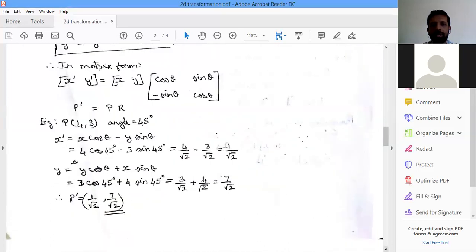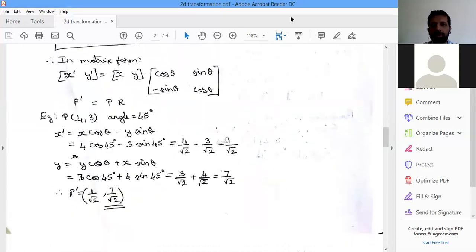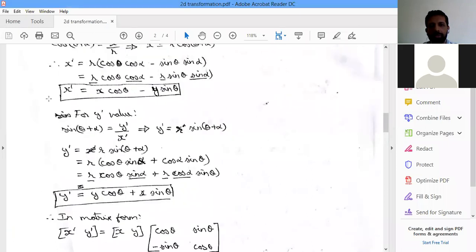So in matrix form, we can rewrite this as x dash, y dash will be equal to x, y in matrix, and it is going to be cos theta, minus sin theta, because it is going to be multiplied. So x times cos theta, minus y times sin theta, right? So if we look here, what is the value of x dash? x times cos theta minus y times sin theta.